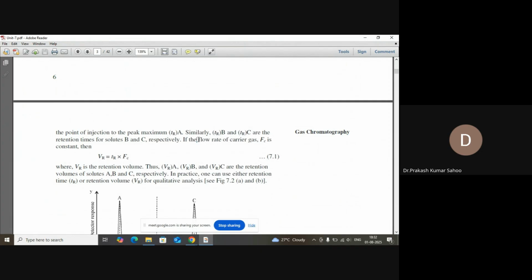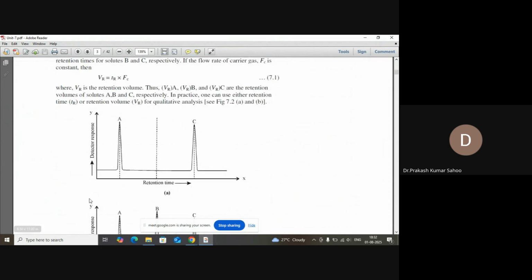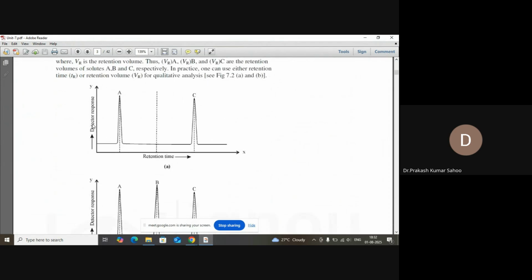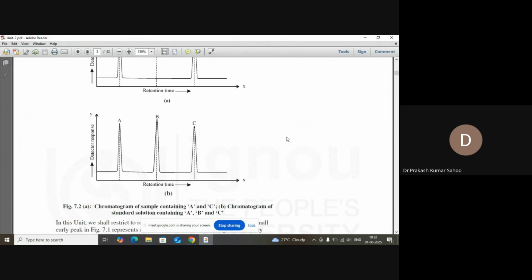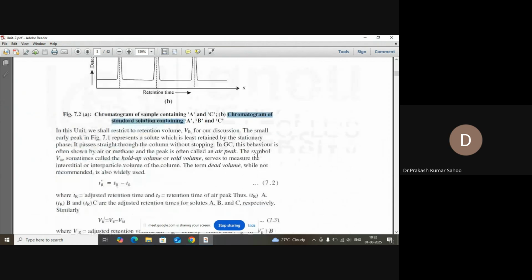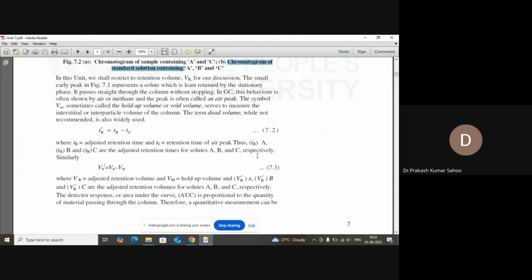This is the flow rate of carrier gas: Vr equals Pr into Fc, where Vr is the retention volume, Fc is the flow rate, and Pr is the peak maximum. So just go through these things. This is the retention time versus the detector response, for sample AC, and the chromatogram of the standard solution of ABC. This is just an example, and different examples are there.